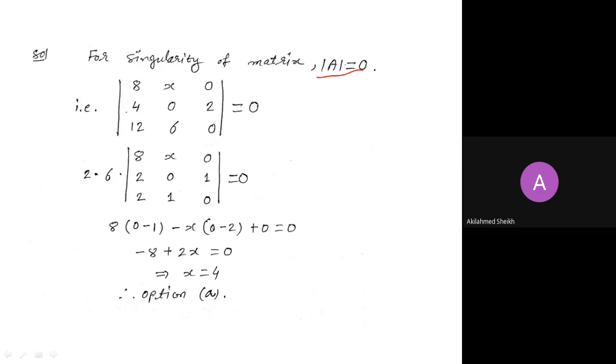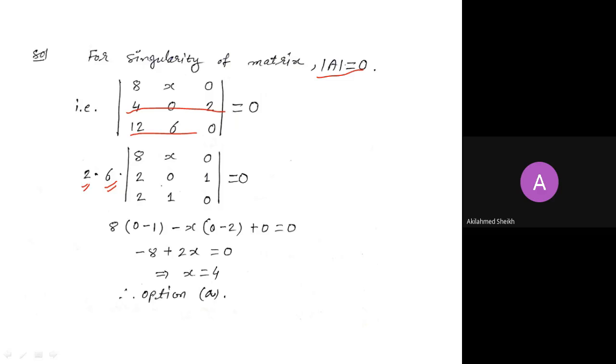Now, when we observe the second row, it is a multiple of 2, so we can take 2 common from the second row. The third row is a multiple of 6, so we can take 6 as common. So our determinant reduces: the first row as it is, 8, x, 0. The second row becomes 2, 0, 1. The third row becomes 2, 1, 0. We take 2 as common from the second row and 6 as common from the third row. Then we apply the procedure to solve the determinant.